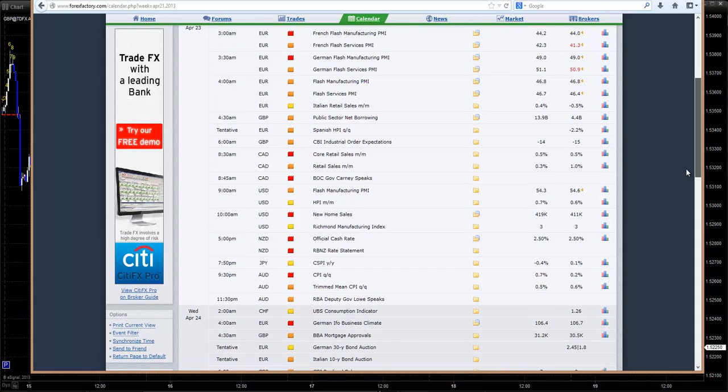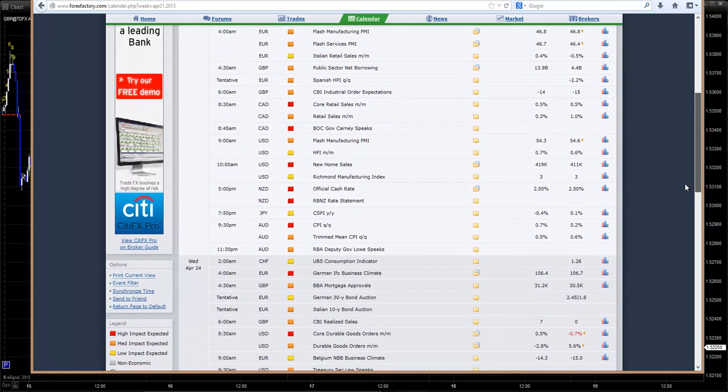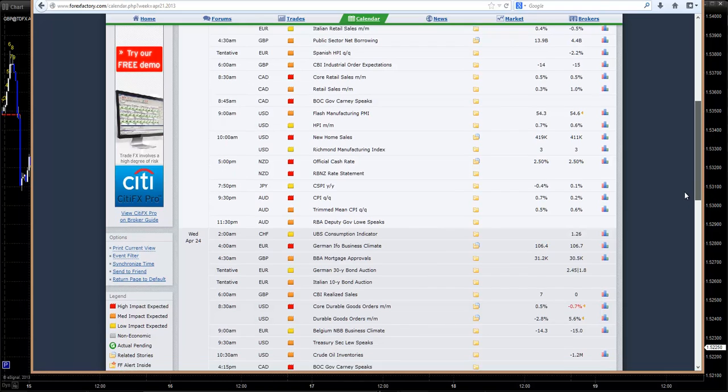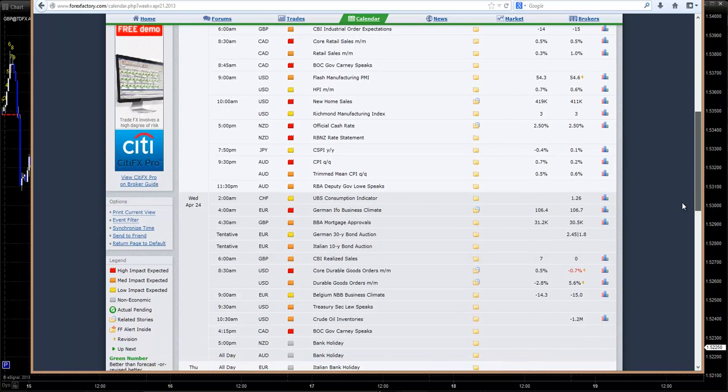This is all Eastern Standard Time here in the U.S. on this calendar. Spanish HPI, CBI industrial order expectations. We've got retail sales out of Canada. Flash manufacturing PMI out of the U.S. and our HPI number, U.S. New home sales as well.